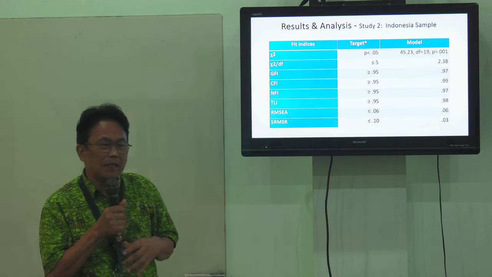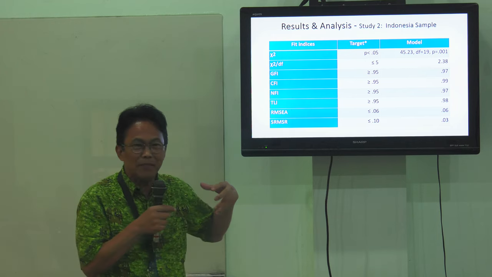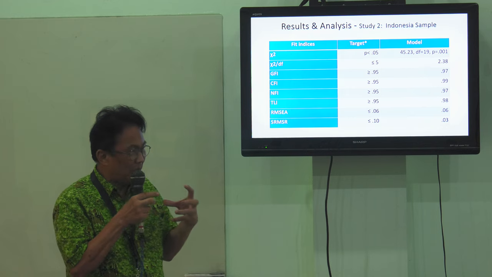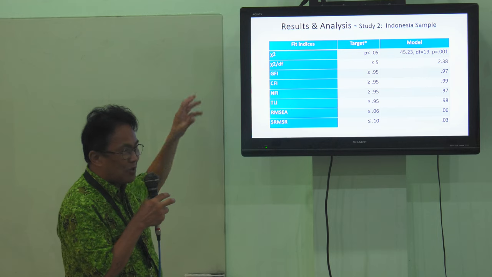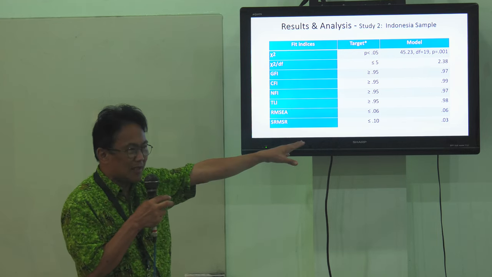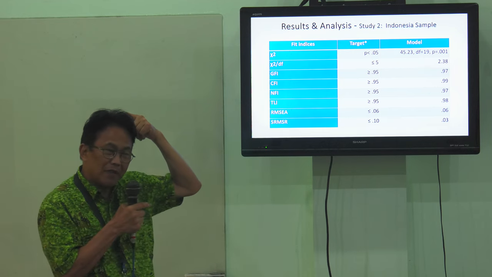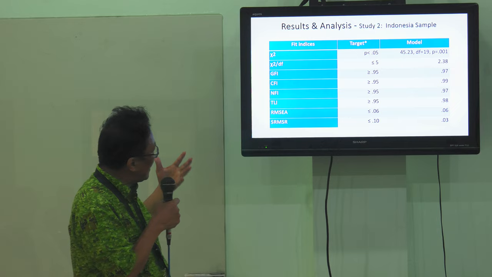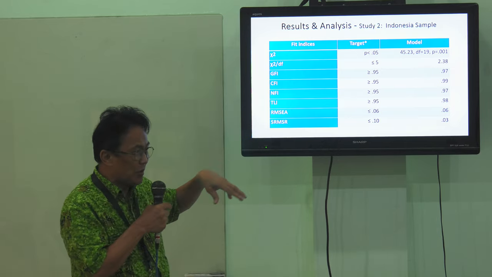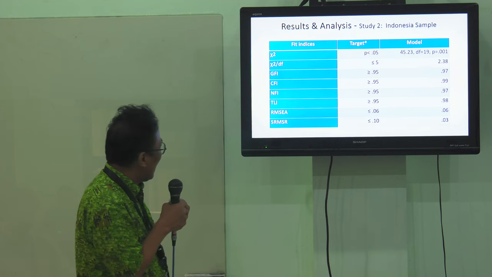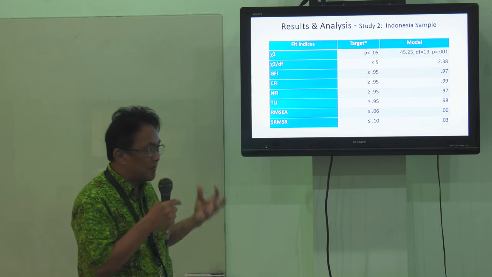So here are the fit indices. And like I say, without any modification, the model fits almost perfectly. The chi-square divided by degrees of freedom is less than 3. And the fit indices, the normed fit index and comparative fit index, are all above 0.95. RMSEA is 0.06, which is right on the bubble, and then SRMR, the standardized residuals, is 0.03.